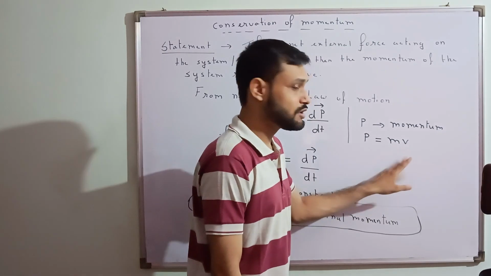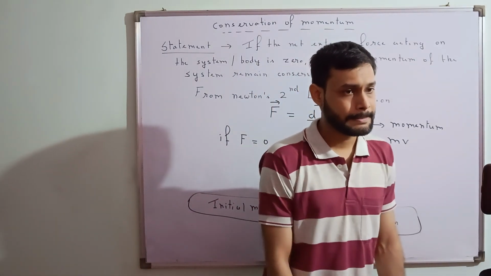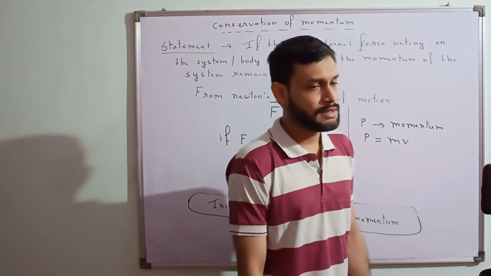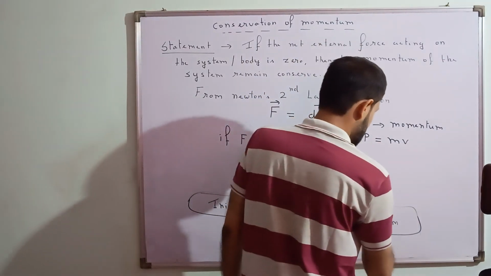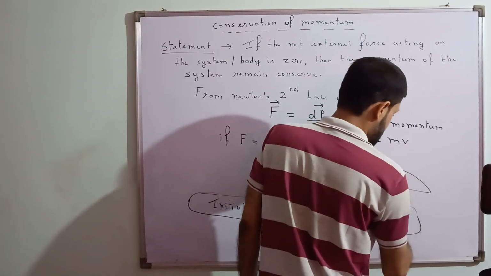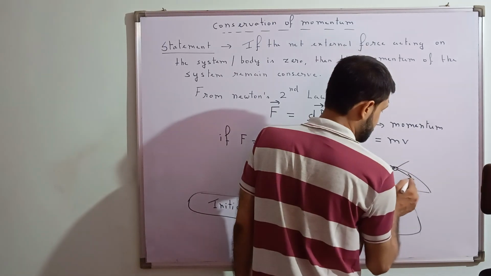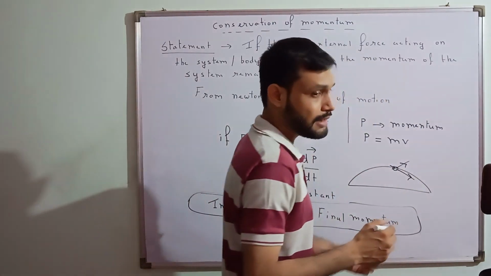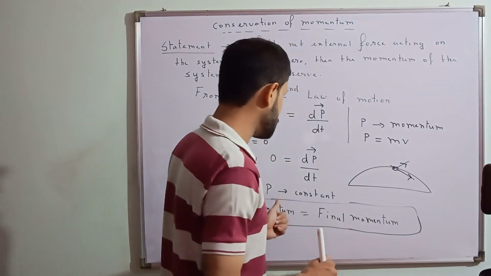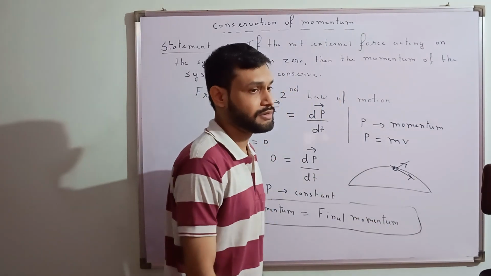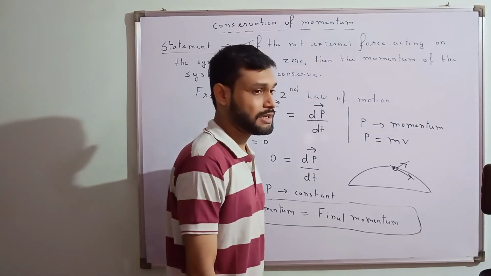Yes, they can give angles also. For example, if a projectile is going like this, and at some point it explodes into two parts, one going like this, another going like this. In that case, we have to conserve the momentum along the x-axis and y-axis. Initial momentum is equal to final momentum.